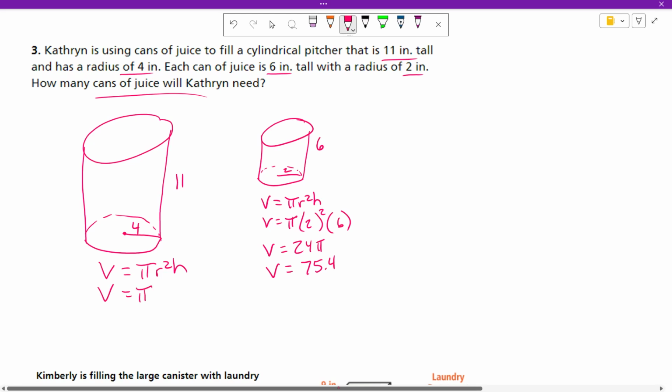Okay, what's your radius? 4 squared times 11. So pi times 16 times 11. So it's 176 pi, which is what as a decimal?